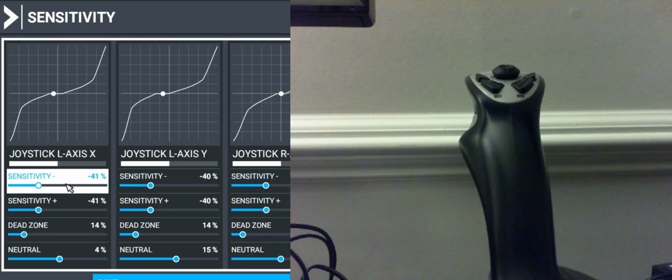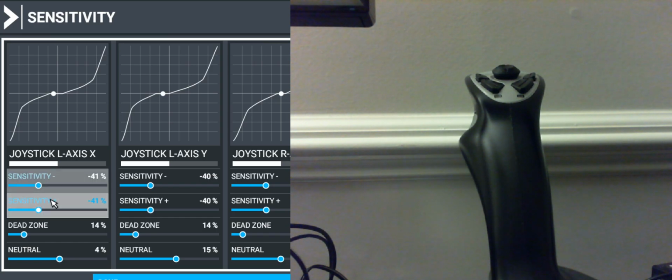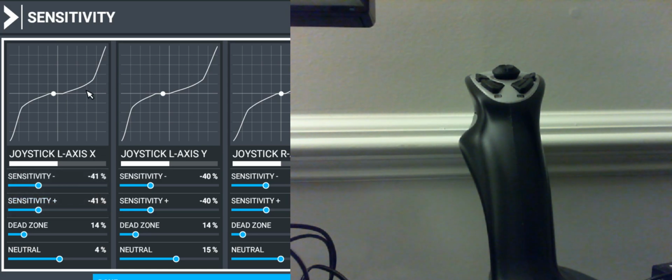After the recent patch, they now have sensitivity on both the plus side and the minus side. I like mine to be symmetrical, but arguably you could have, for example, one side of the axis more sensitive than the other side for whatever reason.